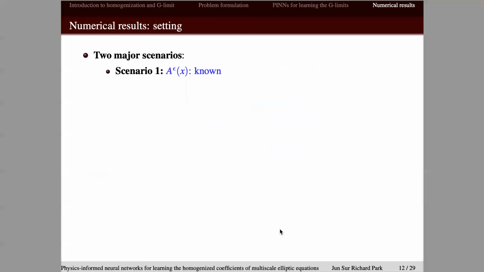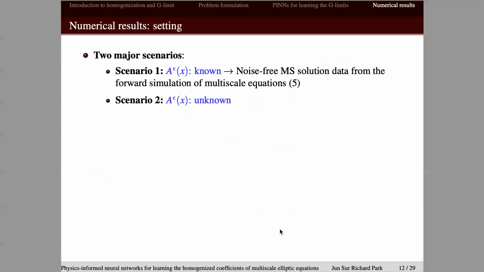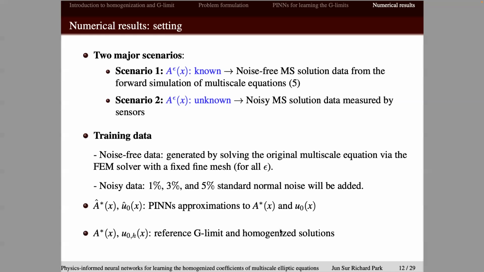From now I want to give some numerical implementation results of our method. We consider two different scenarios. In the first scenario, we know the multiscale coefficient A epsilon. In this case, we have a forward solver to generate noise-free multiscale solution data. And in the second scenario, where we don't know the multiscale coefficient, we can only generate noisy multiscale solution data by some sensors. So we'll consider these two practical scenarios.